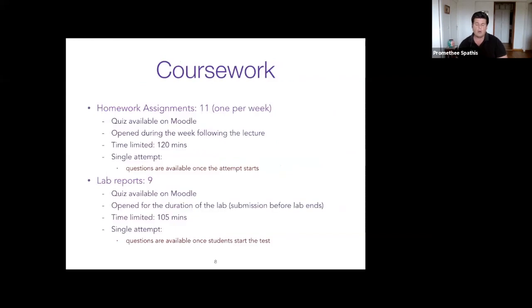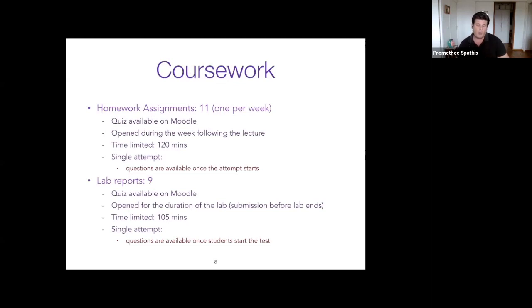Okay, so as I said, both the assignments and the reports are designed on Moodle. So the assignments are open during the week following the lecture. They are time limited, so it means that the students can have access to the questions once they open the quiz, and they have 120 minutes to basically complete and fill the answers, and they have only one attempt.